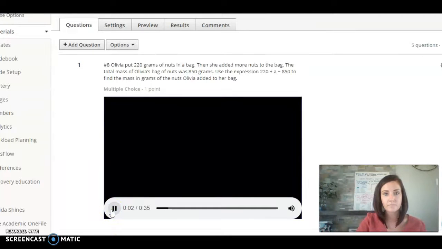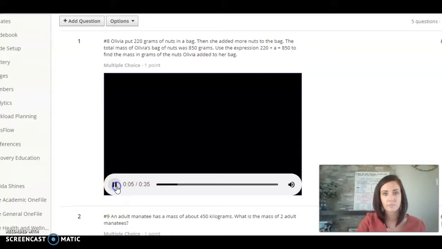Olivia put 220 grams of nuts in a bag. Then she added more nuts.